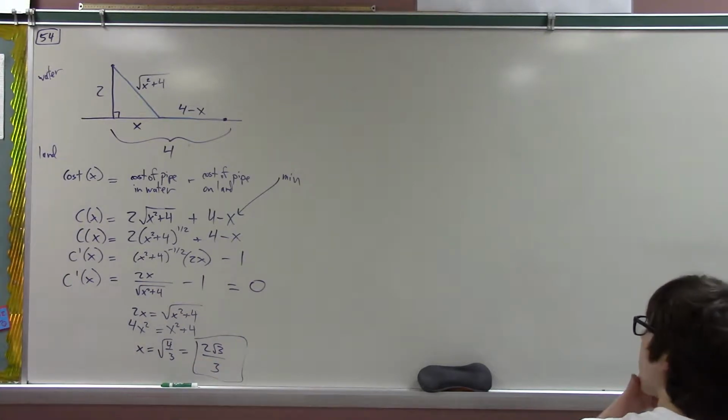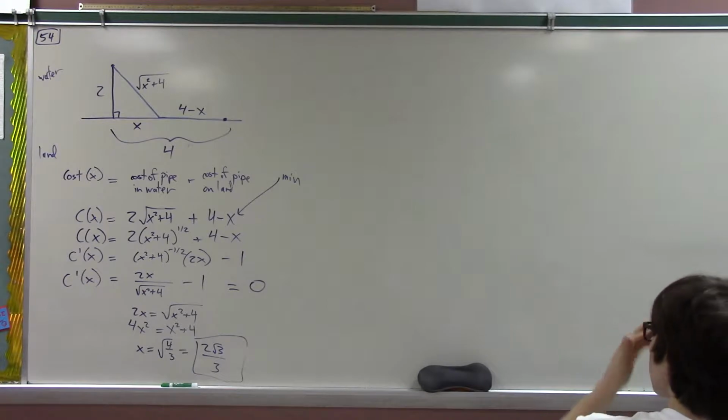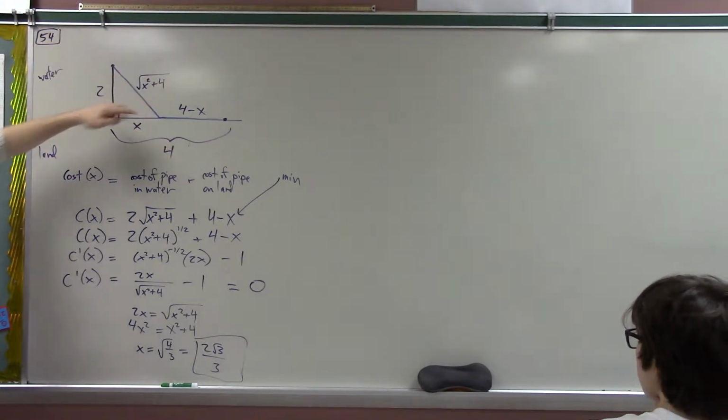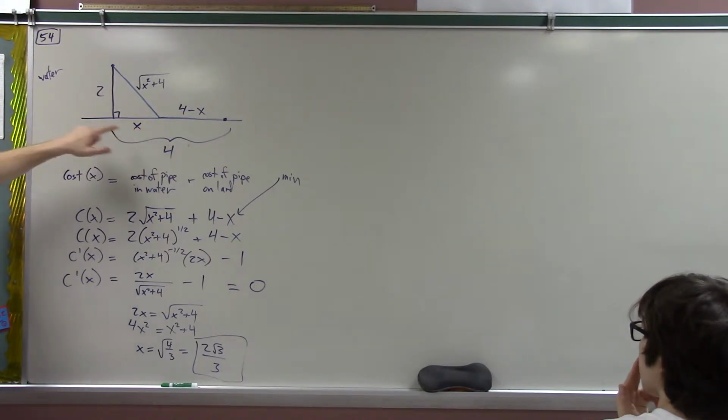So there you go. The conclusion of the problem is that the most cost-efficient way of getting the oil to the refinery is to head for a point on the shoreline which is 2√3/3 away from the closest point on the shore. Follow? Okay, good.